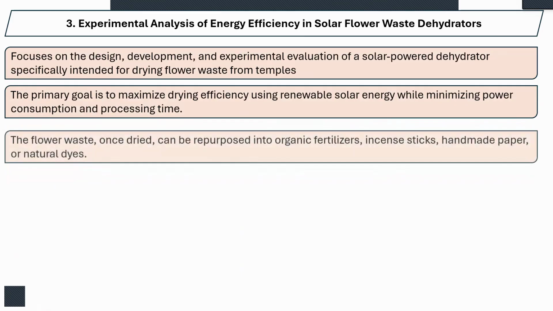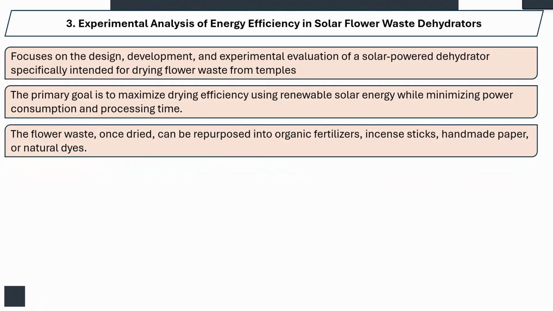So the dehydrator will be tested under various environmental conditions like sunlight intensity, ambient temperature, humidity, and some design parameters like angle of inclination, insulation, airflow rate, so that it analyzes its energy efficiency, moisture reduction rate, and the overall performance. So the flower waste, once dried, can be repurposed into organic fertilizers, handmade paper, or even natural dyes.